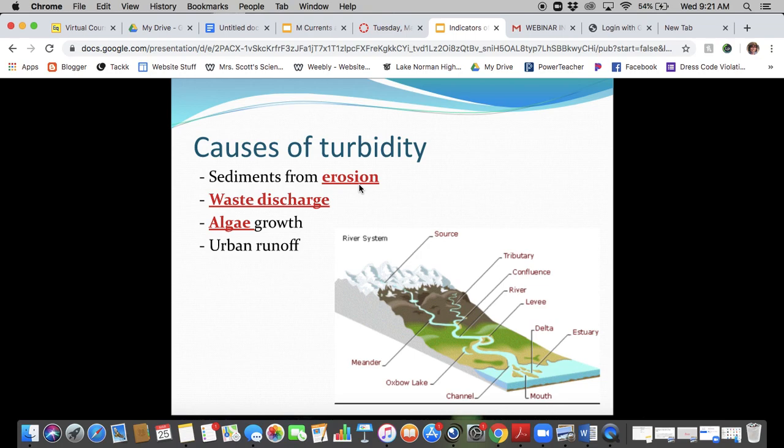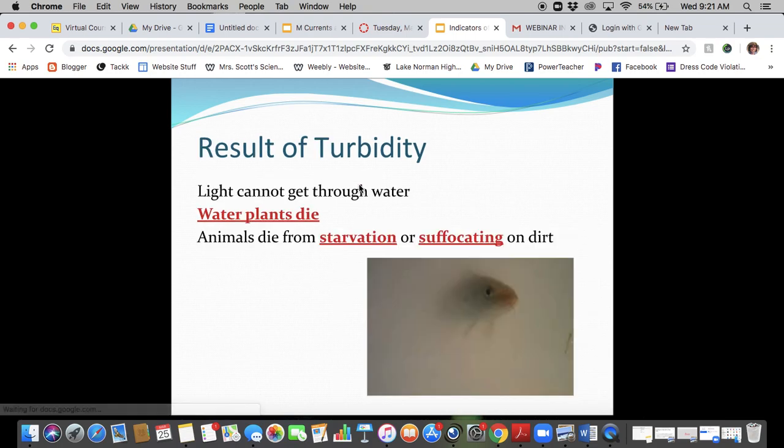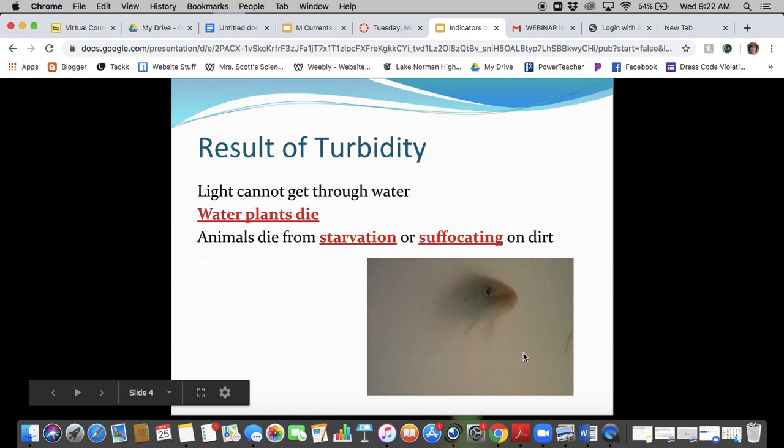So how does that affect the ecosystem? Why do we care about the water's turbidity? Well, the turbidity affects how much light gets through the water. If the water has a high turbidity, water plants die off because they're not getting enough sunlight. And if the water plants die off, animals will then die off due to starvation. The food chain isn't complete. Or, more directly, aquatic animals can suffocate on these sediments.